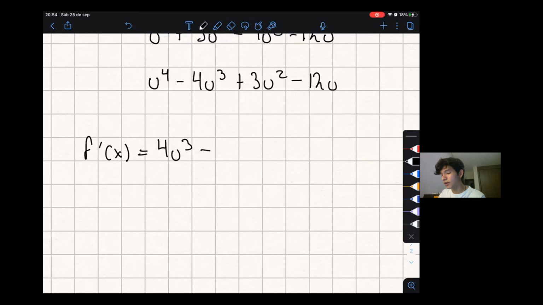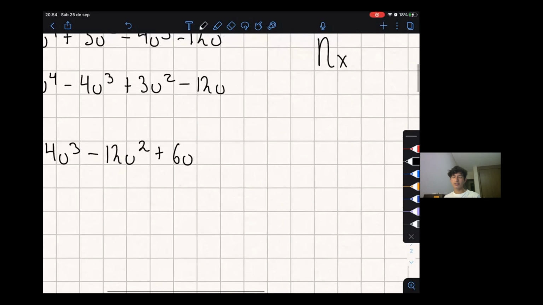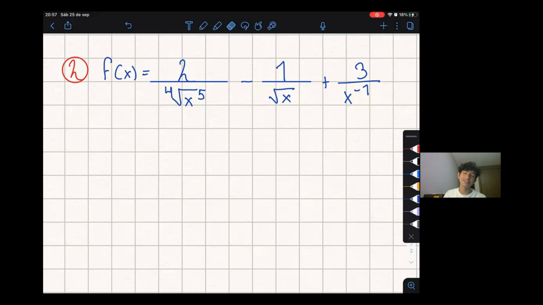So the next one is 12u raised to the 2 and 6u raised to the 1, but it doesn't necessarily need the 1 as an exponent. So finally we put 12, because 1 minus 1 in the exponent is equal to 0, so the variable is eliminated.